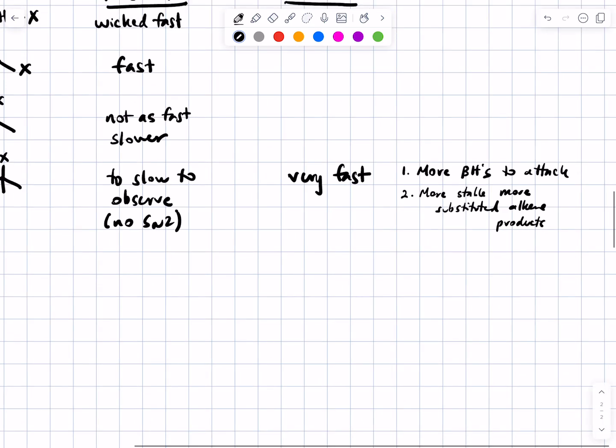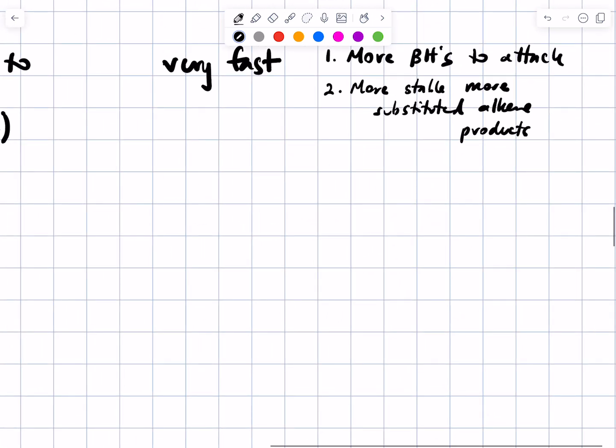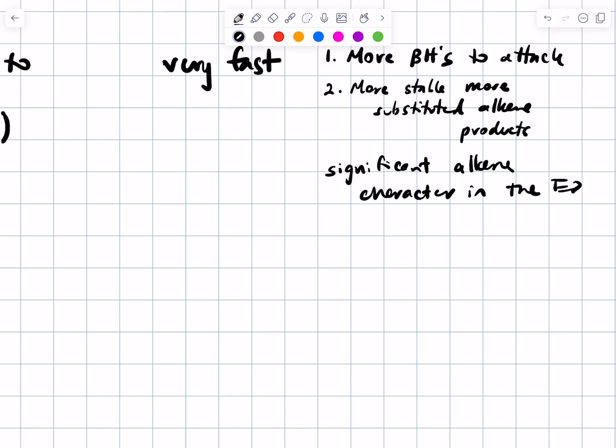Now, some of you should be skeptical about that because the issue of product stability is a thermodynamic issue. Product stability is all about how stable a product is relative to the starting material. But in terms of speed of reaction, we're talking about kinetics, which is all about how high up the transition state is relative to the starting material. And those two things, kinetics and thermodynamics, aren't always coupled. It just so happens for this elimination reaction they are. And the reason that's true is because there is significant alkene character in the E2 transition state.